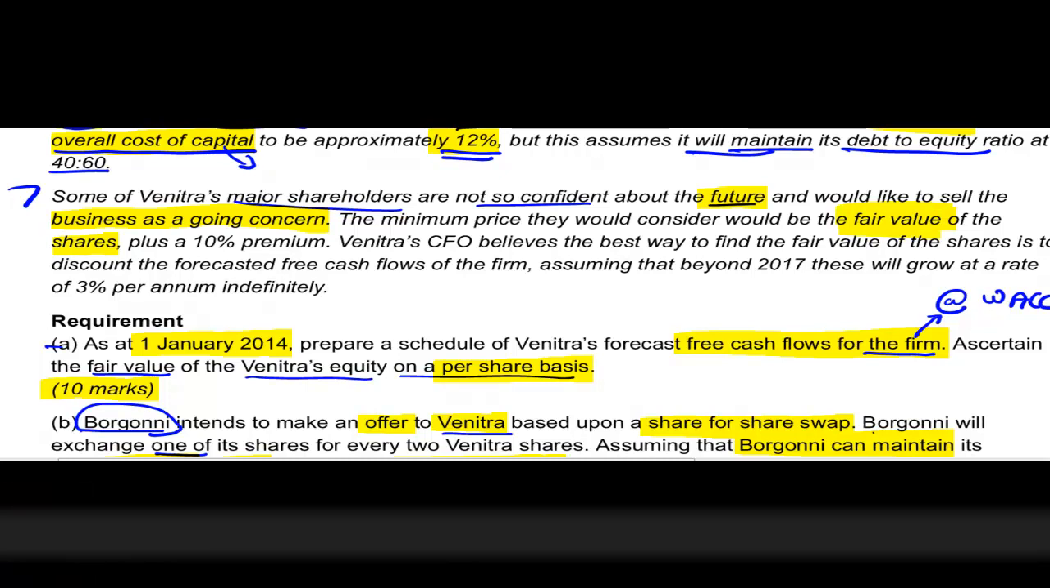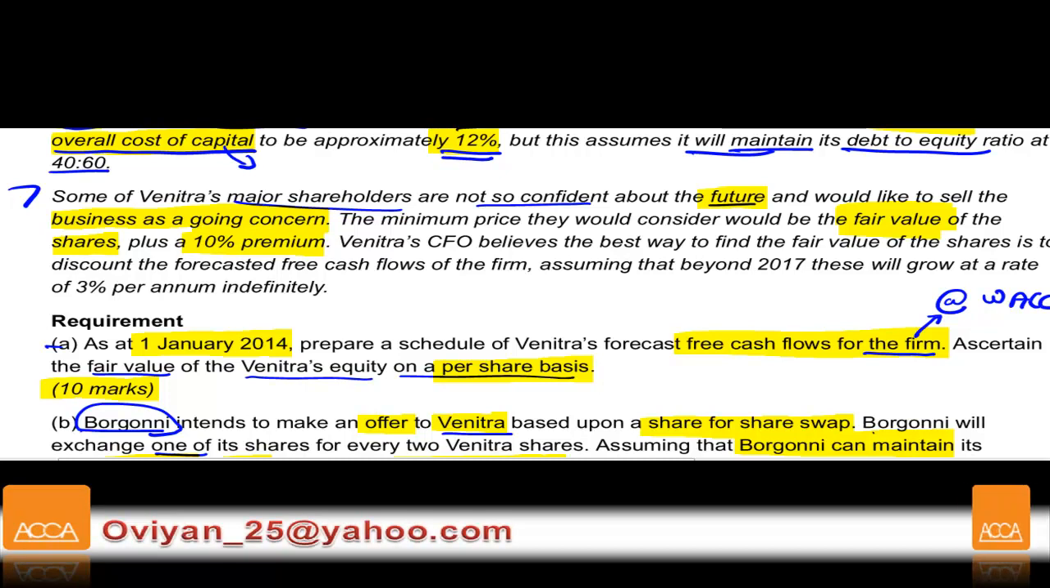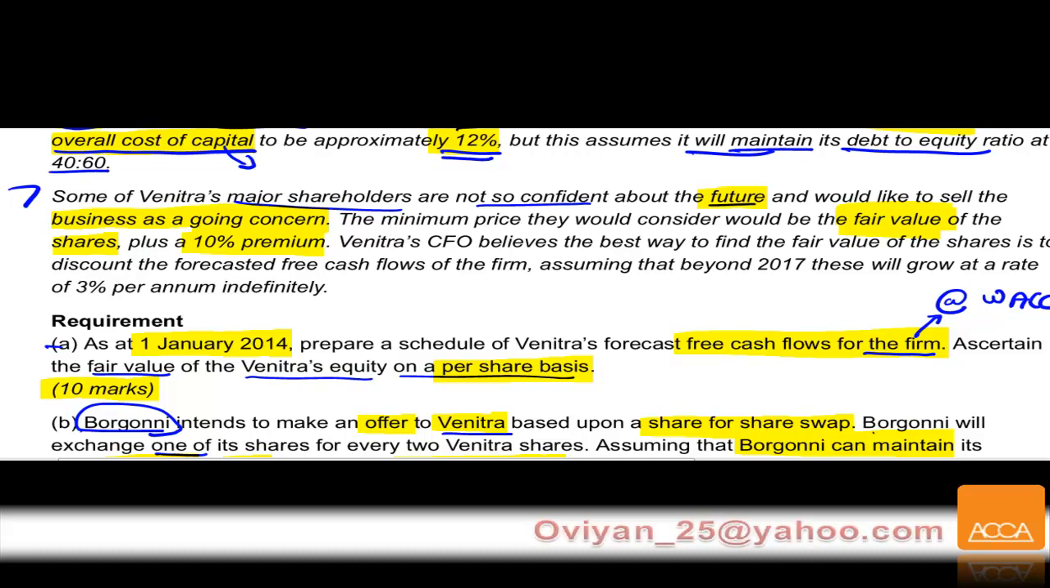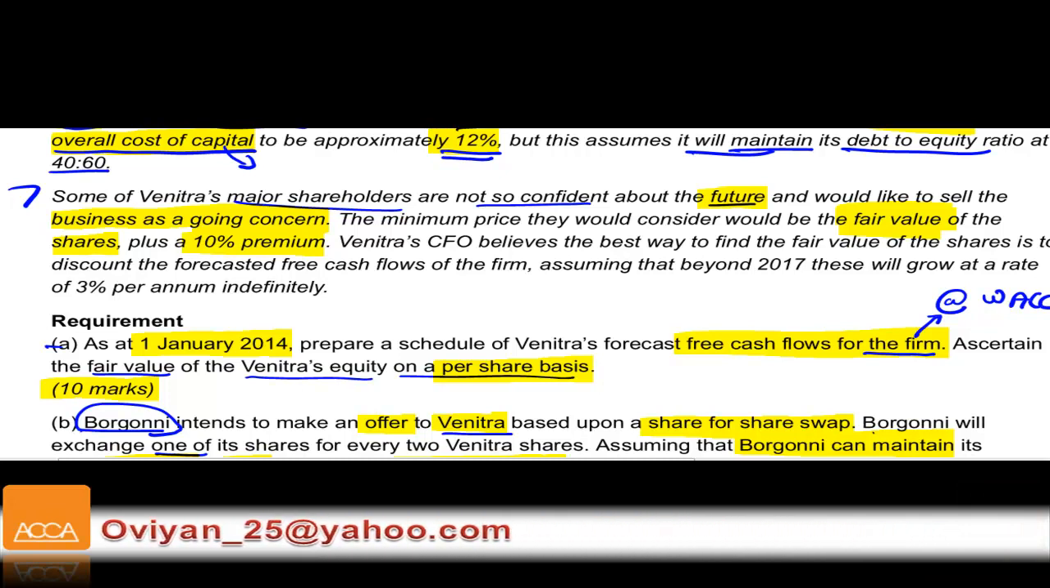In this case, we're going to use free cash flows to the firm, plus a premium of only 10%. Now, you and I should know that the market out there is asking for around 20% and more in today's world. In today's world, the premium is around 20 to 30%. It could go up to 50, but generally it's around 20 to 30% if you've read business news.